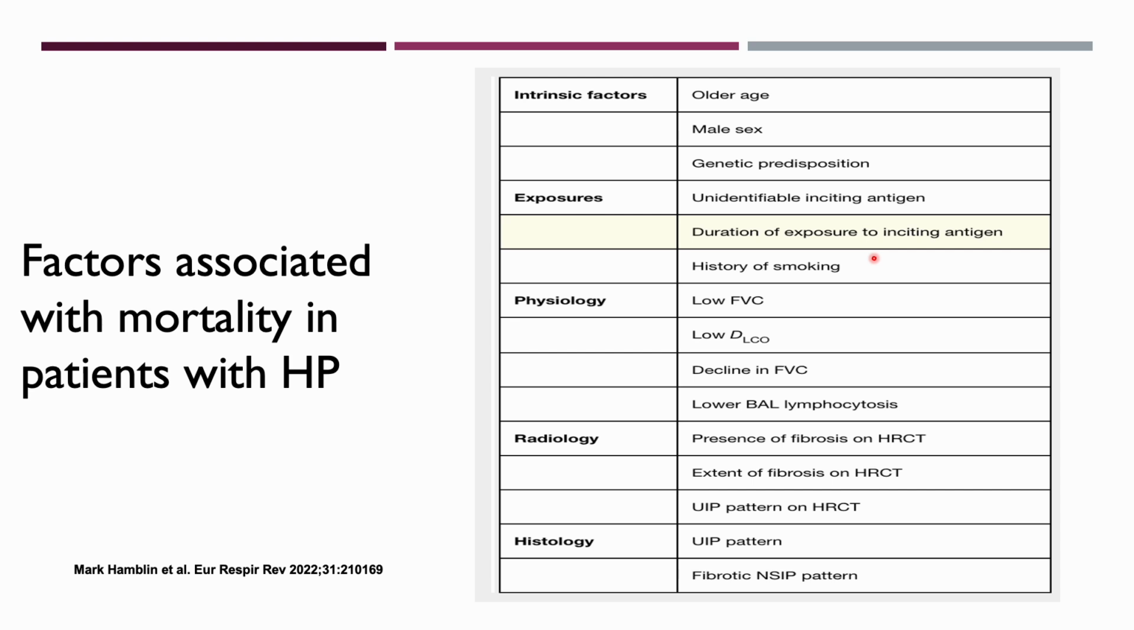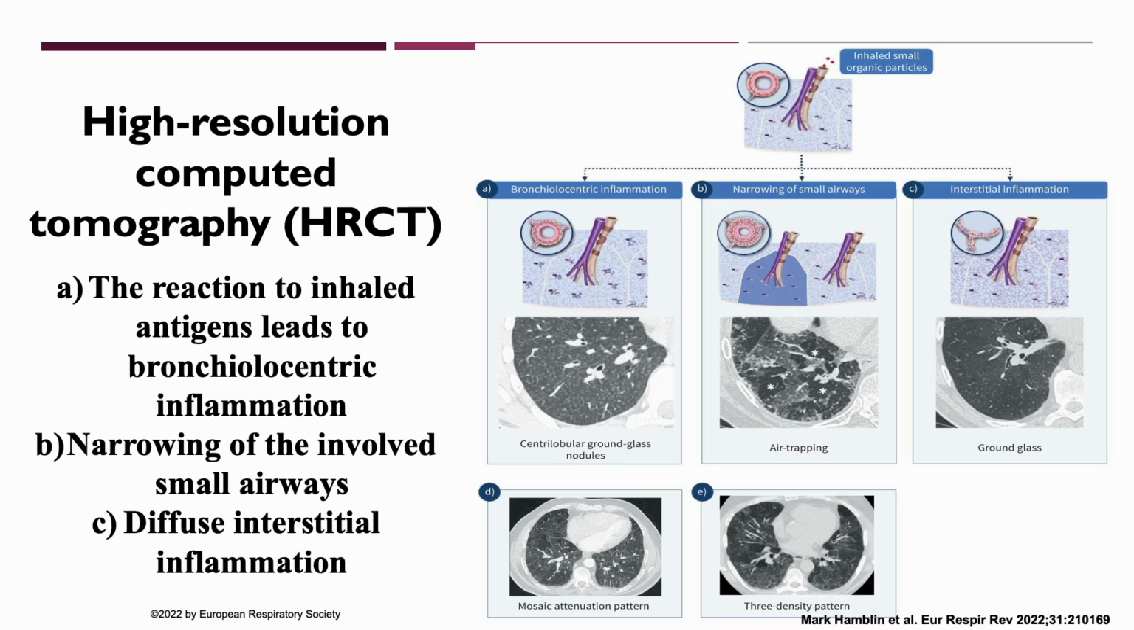Smokers can have a poor lung function and so more mortality. People with low lung volumes, low DLCO, declining volumes. People with lower BAL lymphocytosis, those with fibrotic HP, where the extent of fibrosis is more, or we see a UIP pattern or a fibrotic NSIP pattern on histology, are the ones that will have a poorer prognosis.